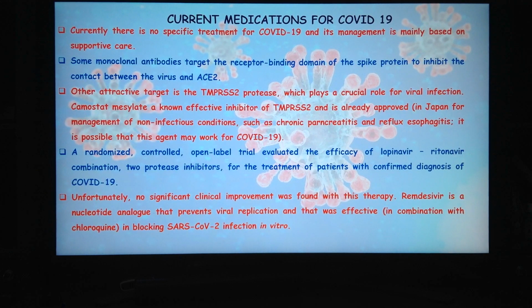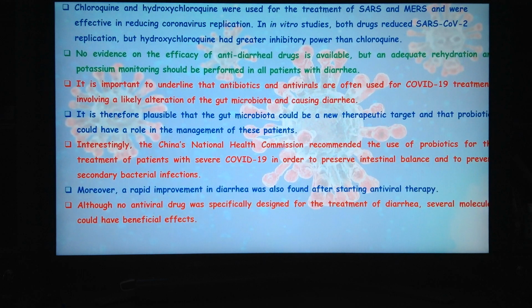A randomized controlled open trial has evaluated the efficacy of the lopinavir and ritonavir combination. These are two protease inhibitors, and some success has been achieved. Chloroquine and hydroxychloroquine were used for the treatment of SARS and MERS and were effective in reducing coronavirus replication. In vitro studies, both drugs reduced SARS-CoV-2 replication, but hydroxychloroquine had greater inhibitory power than chloroquine.